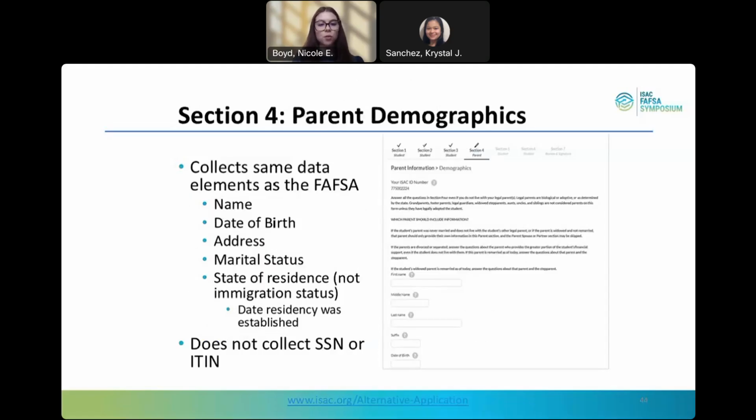That brings us to section 4, which is parent demographics. This is going to collect the same data elements that the FAFSA does, so parent's name, date of birth, address, marital status, and state of residence. Again, that just talks about residency being established in that state, not immigration status. And it does not collect a social security number or an ITIN.